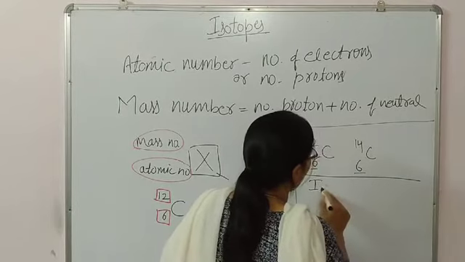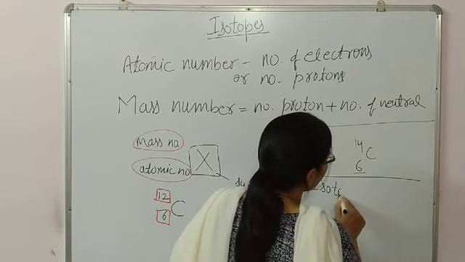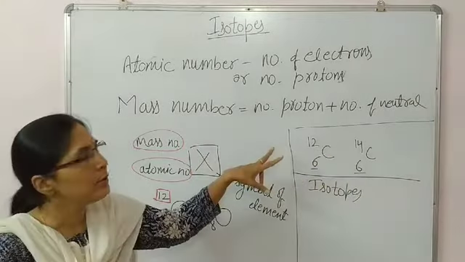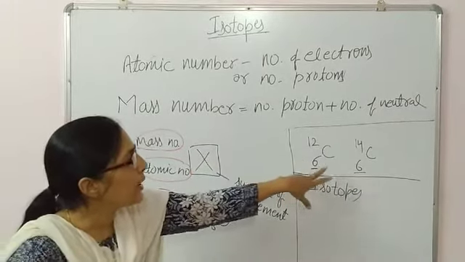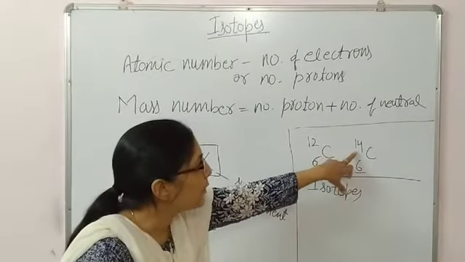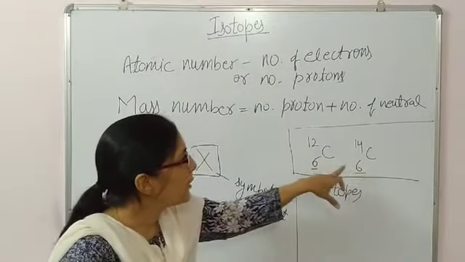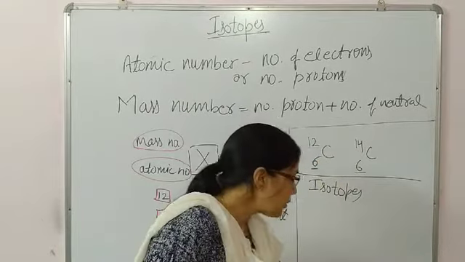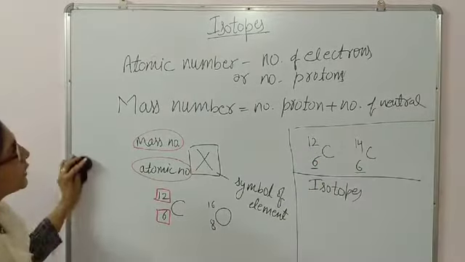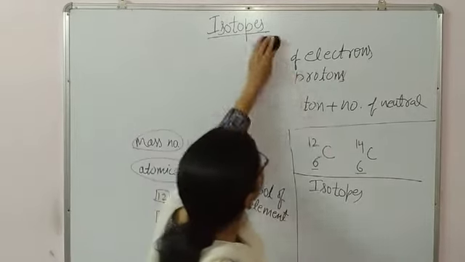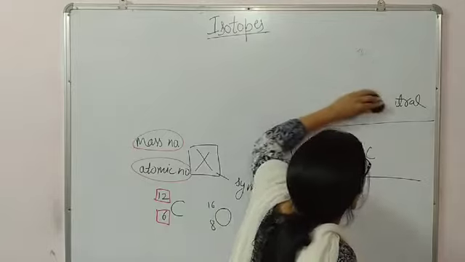In other words, I will explain again. Isotopes are the atoms in which atomic number is similar and mass number is different. If atomic number is similar, their symbol will remain same. The best known example for you, that is hydrogen. There are 3 isotopes of hydrogen that are well known.